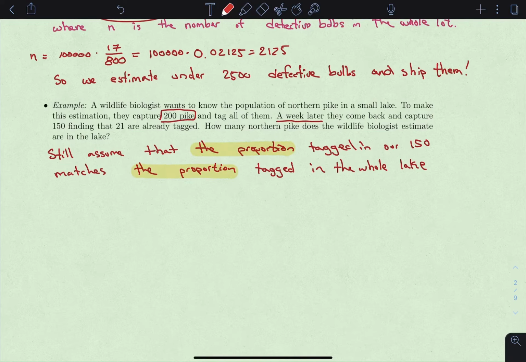And so that's going to let us write an equation. We're going to write 21 out of 150 equals, and in this case, unlike in the light bulb example where we didn't know how many were defective, we do know how many are tagged. There's 200 tagged. And the unknown is the total number of fish, whereas in the light bulb example, we did know the total number of light bulbs.